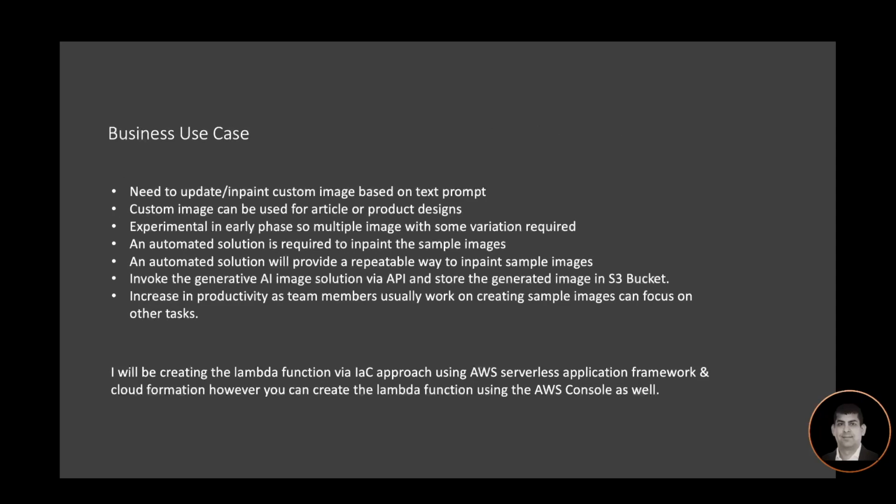Let's look at our business use case. We need to inpaint a custom image based on a text prompt. The custom image can be used for article or product designs. It's experimental and in early phases, so multiple images with some variation are required. An automated solution is required to inpaint the sample images. An automated solution will provide a repeatable way to inpaint sample images. Invoke the generative AI image solution via API and store the generated image in an S3 bucket. It will increase productivity, as team members who usually work on creating sample images can focus on other tasks.